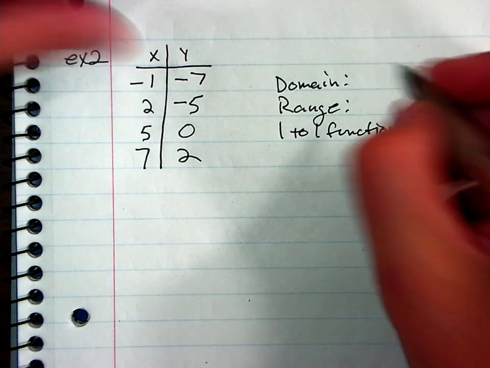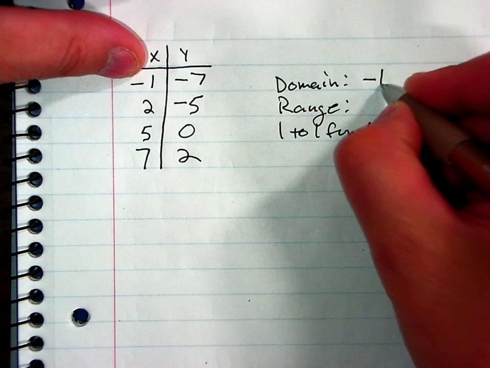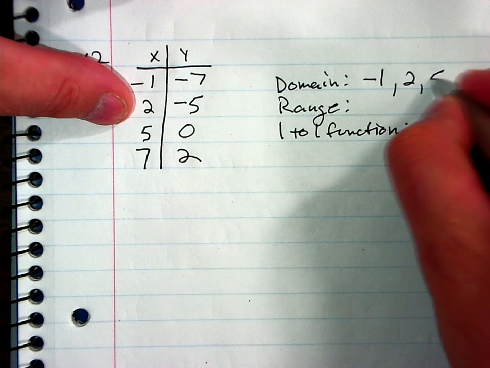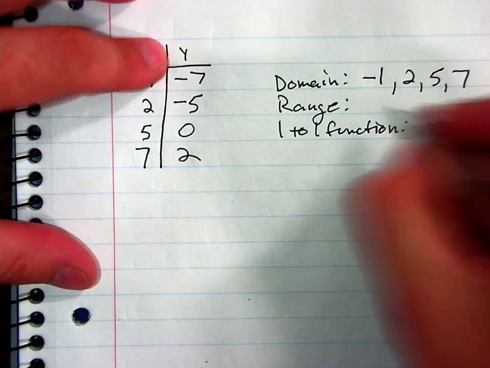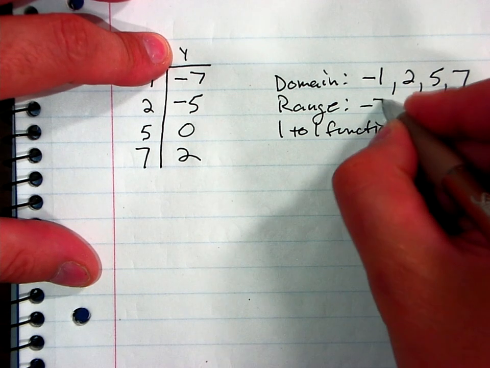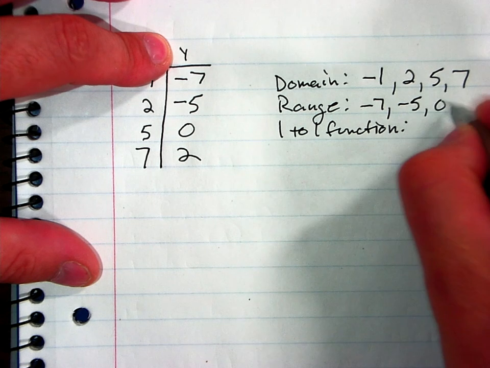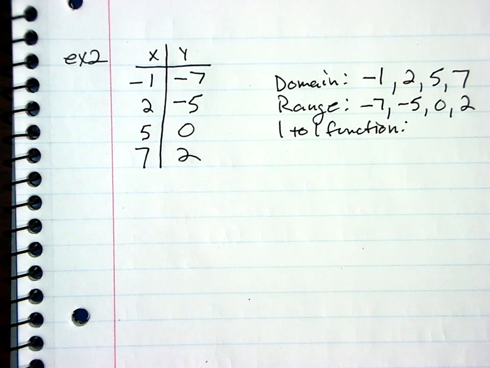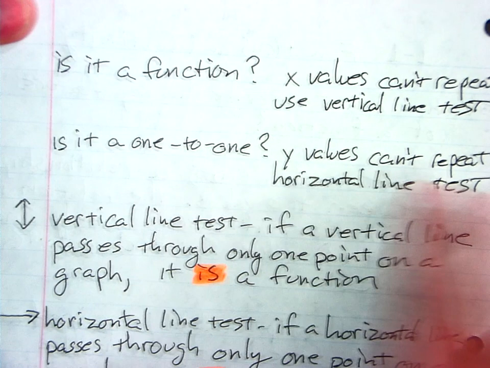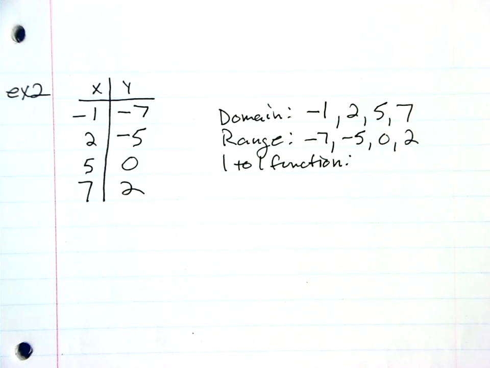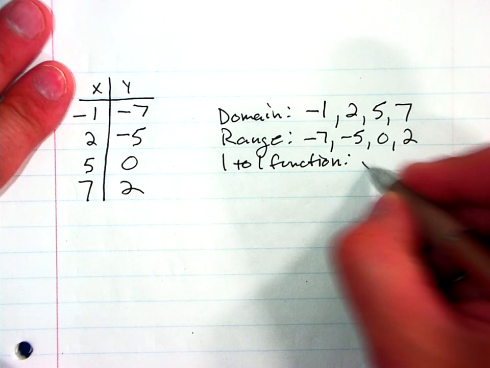All right, so my domain, where does my domain occur at? -1, 2, 5, and 7. My range is my y values, -7, -5, 0, and 2. Now, how do I determine if it is a 1 to 1 graph? I turn back in my notes, and it says, is it 1 to 1? Y values cannot repeat. Are my y values repeating? So is it a 1 to 1?